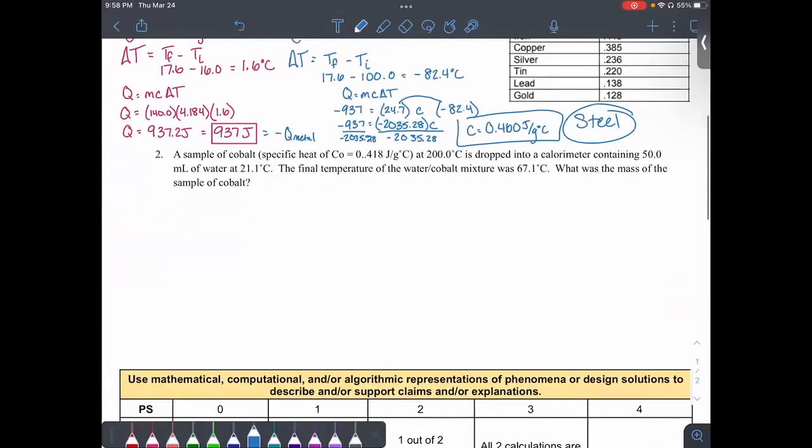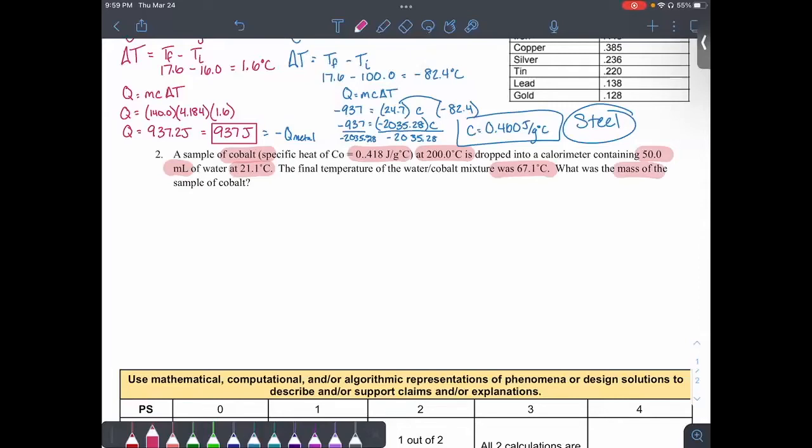So now this time we were given the fact that our metal is cobalt, and we know its specific heat capacity is 0.418 joules per gram degree Celsius, and that it started at 200 degrees Celsius before it was dropped in our calorimeter containing 50 milliliters of water, so really 50 grams of water, and it started at 21.1 degrees Celsius. The final temperature of everything was 67.1 degrees Celsius, and we wanted to figure out the mass this time of our cobalt sample.